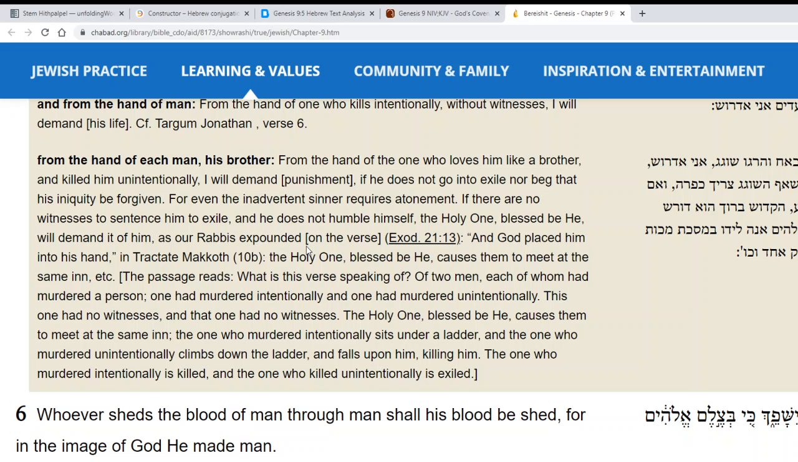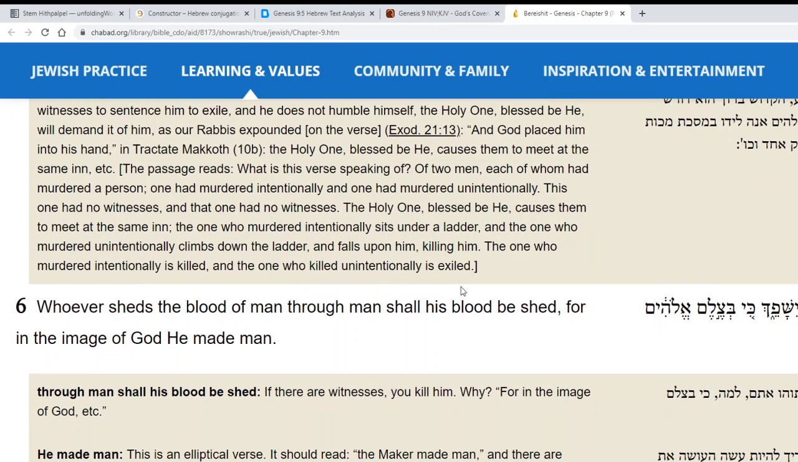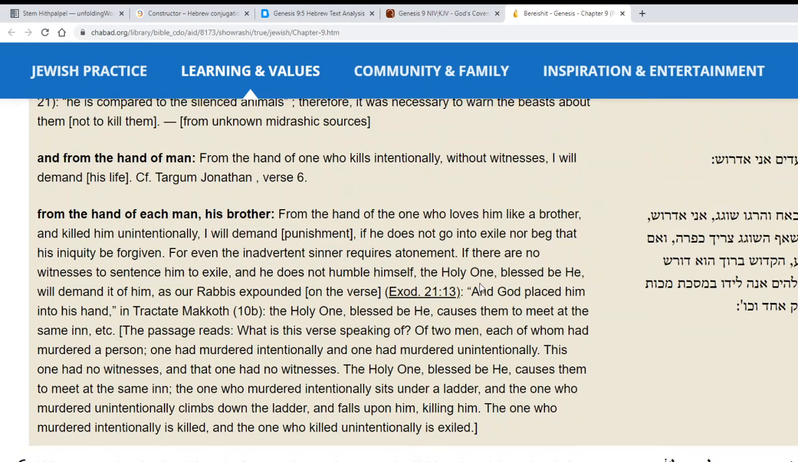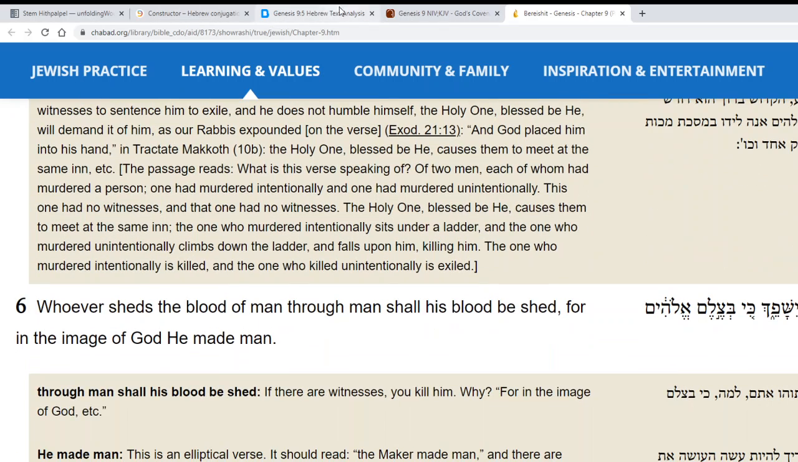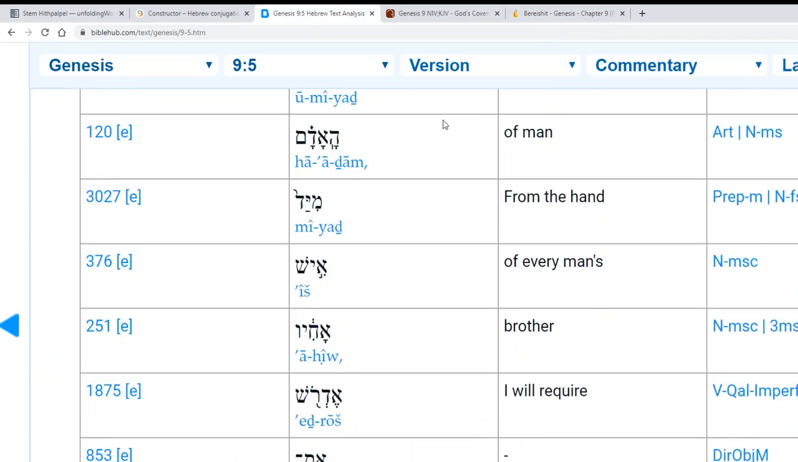Right, and this is all from the tractate Makot. This is from the Talmud Bavli, page 10b. He causes them. This is an explanation there. Okay, so you can look at it further if you like.